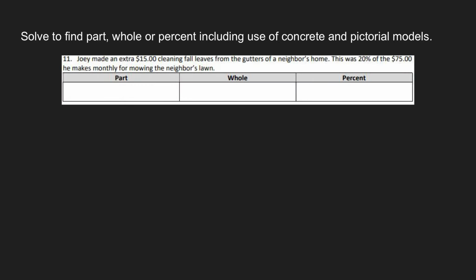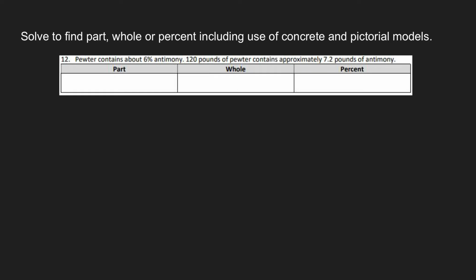Joey made an extra $15 cleaning fall leaves from the gutters of the neighbor's home. This was 20% of the $75 he makes monthly. Let's go with the easy stuff first. The percent is 20%, so I think the part is $15, and the whole was $75.